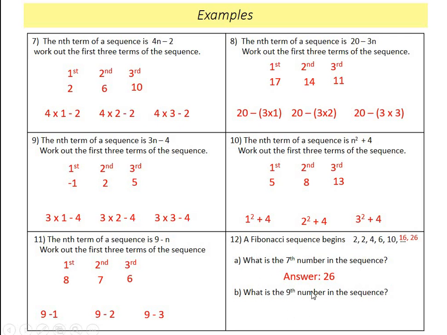If I wanted the 9th number, I can continue on, find the 8th by adding 16 and 26, and then the 9th one would be 42 plus 26, which is 68.